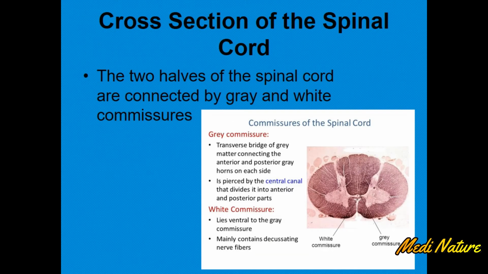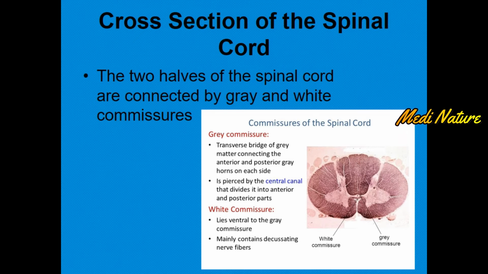The two halves of the spinal cord are connected by gray and white commissures. The gray commissure is a transverse bridge of gray matter which connects the anterior and posterior gray horns on each side. This gray commissure is pierced by the central canal, and it is divided into anterior and posterior parts.